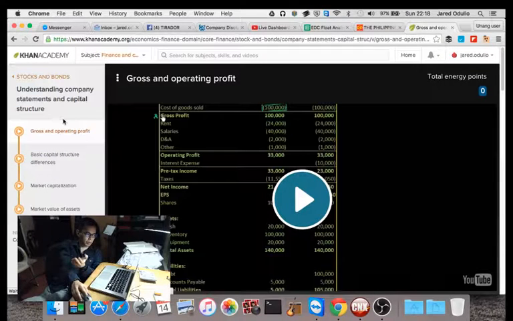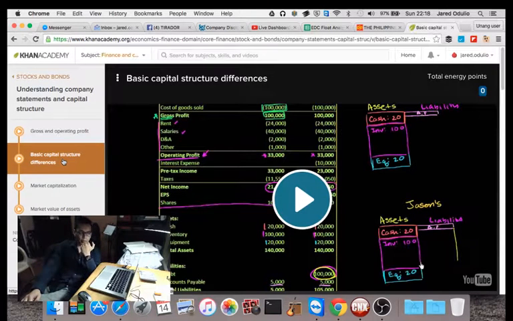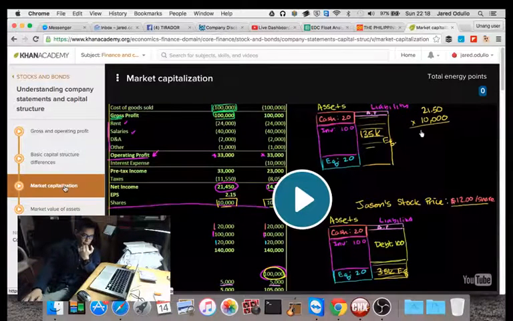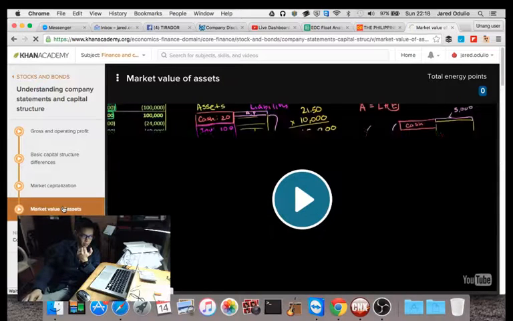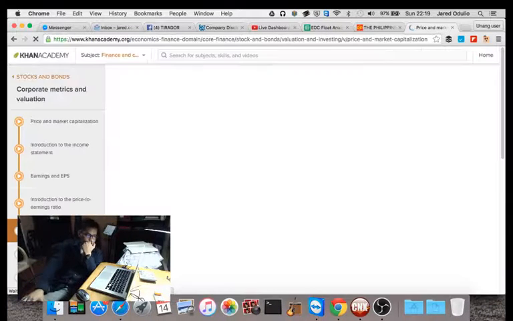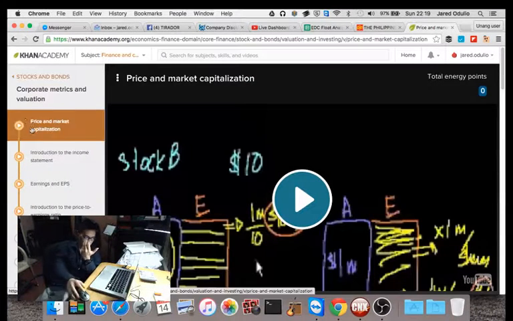Then you talk about gross and operating profit, how to read the balance sheet, how to read the financial statement of a company, right? The basic capital structure, the market capitalization. Can you see that? Market value of assets. All the valuations, tinuturo yan, everything. So, hindi ka lang, kumusta po mga sir, ano po ang lilipad ng stock bukas? Oh my God. I don't think that kind of question is a future. So, price and market capitalization, everything.